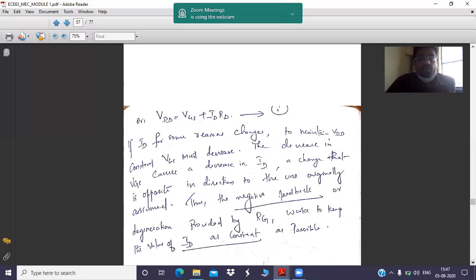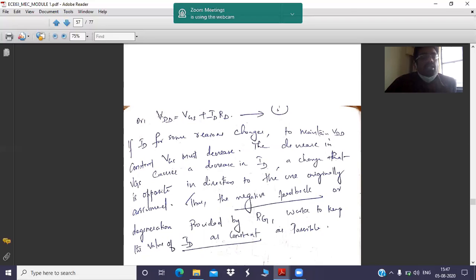Understood? So consider that ID increases. Due to some reason, ID tries to increase. So when ID increases, what will happen? Of course, the drop IDRD will increase because ID is multiplied by RD. If due to some reason ID increases, IDRD will also increase. But what about this VDD?